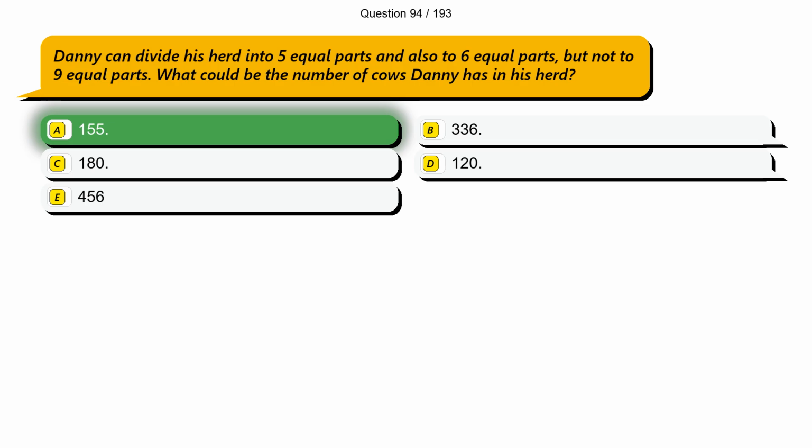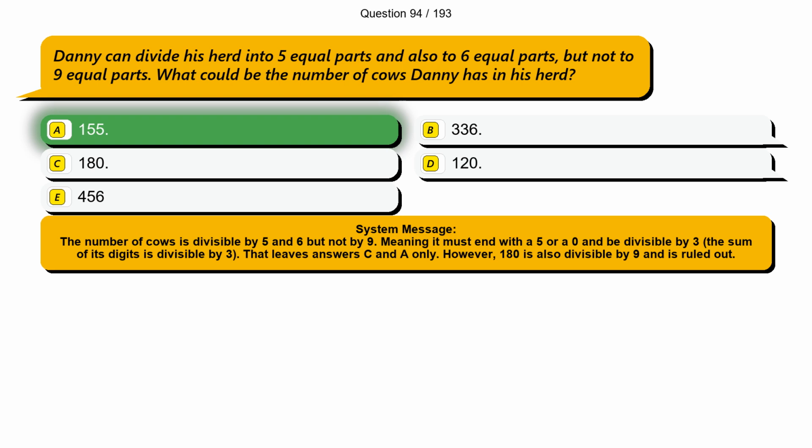The correct answer is option A, 155. The number of cows is divisible by 5 and 6 but not by 9, meaning it must end with a 5 or a 0 and be divisible by 3. The sum of its digits is divisible by 3, that leaves answers C and A only. However, 180 is also divisible by 9 and is ruled out.